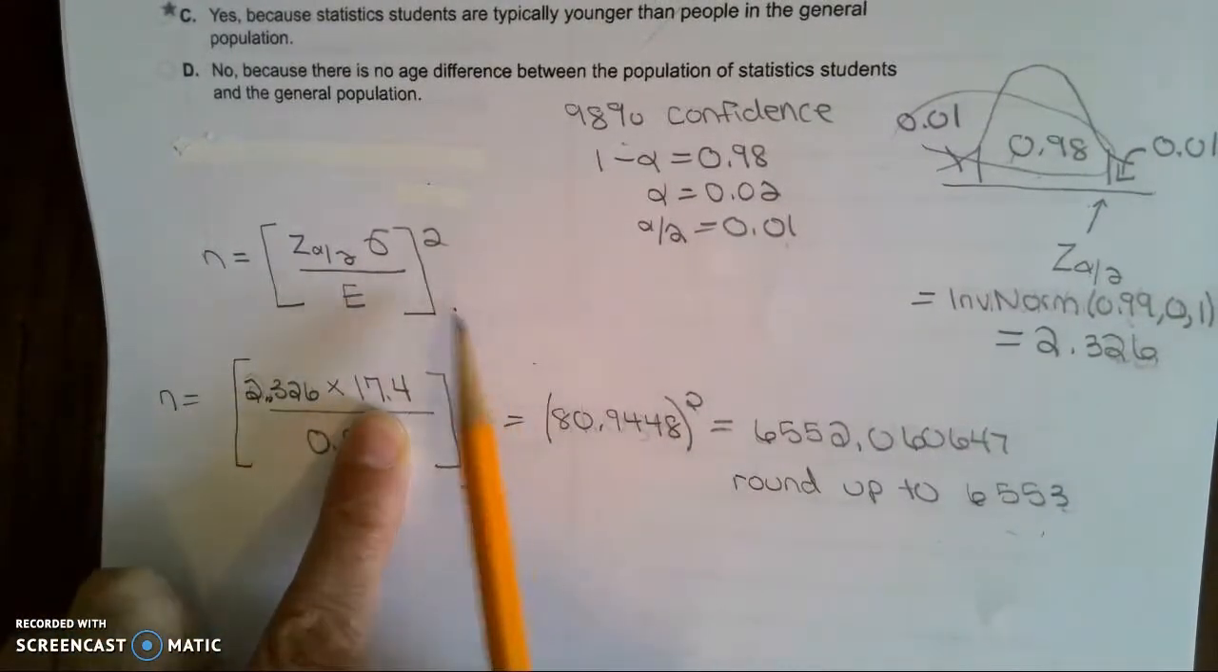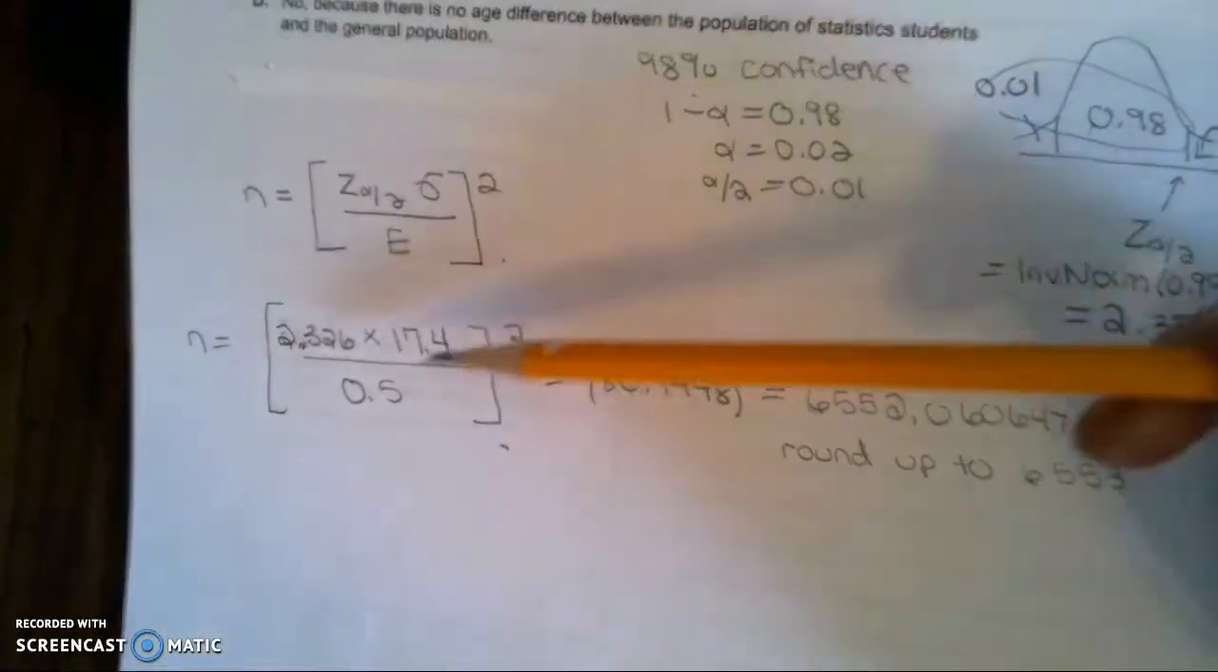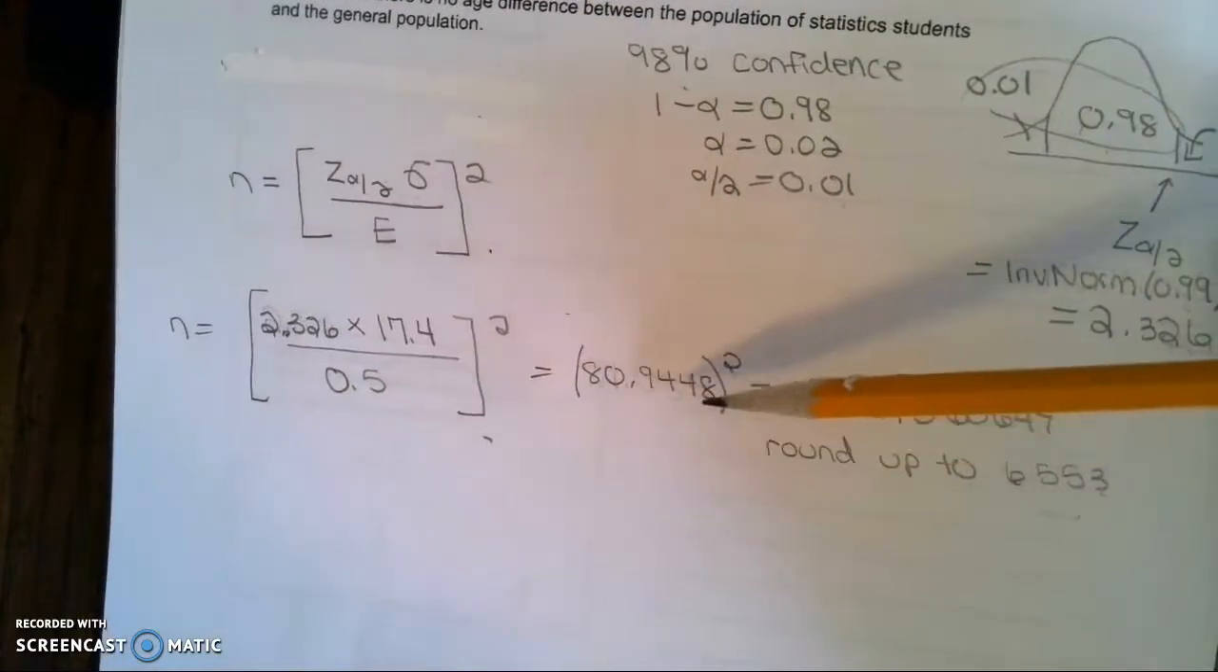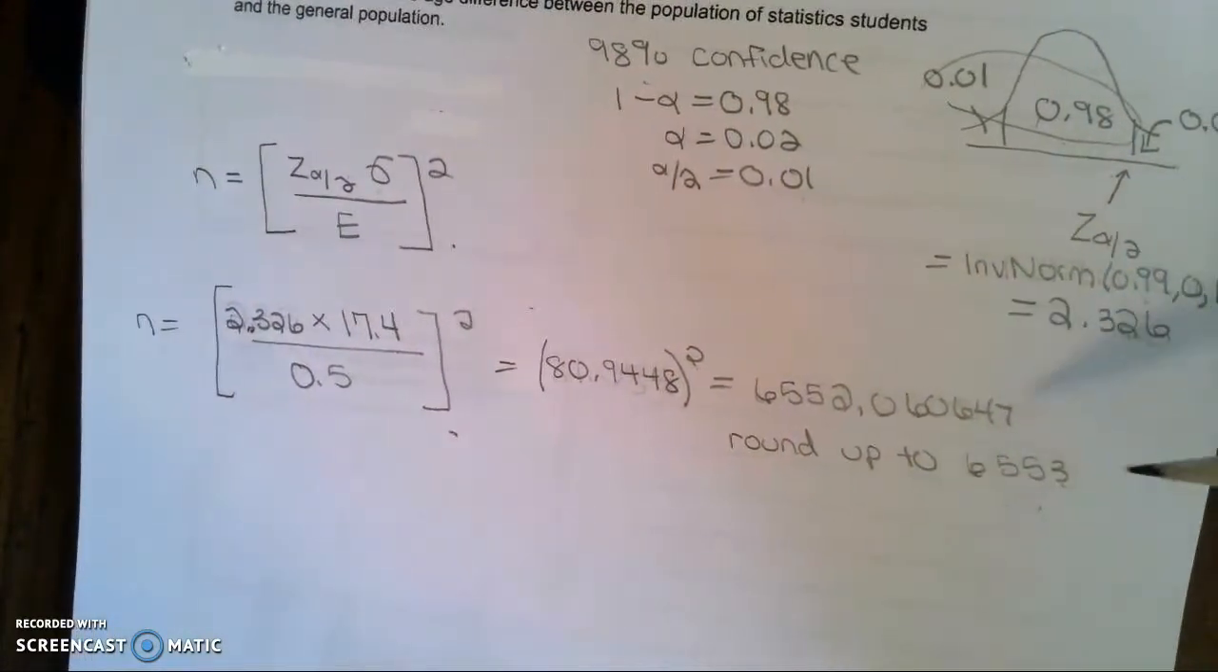The 17.4 comes from sigma, which they gave us. I'm just going to show you, it's right here. And then E is the margin of error right here, 0.5 is a half. Okay, I simplified that. Don't round it, square it. And then you always want to round up. Okay, so this is what I got, 6,553. That's my answer.